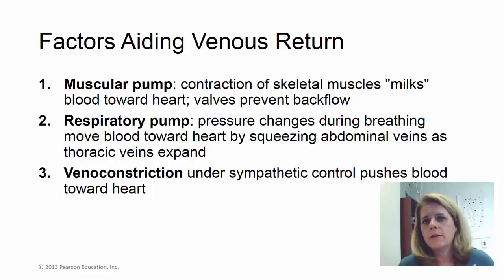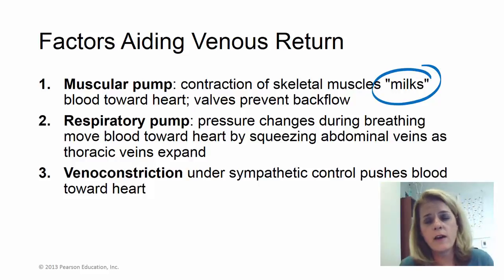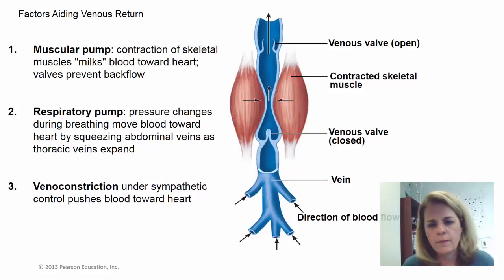So how do we get the blood back to the heart if there's no pressure in the venous system? Well, we have what's called a muscular pump, a respiratory pump, and venoconstriction. The muscular pump is your skeletal muscle. As blood flows through the veins in skeletal muscle, those muscles are contracting, and they help to squeeze the blood back to the heart. It milks that blood back to the heart, and with the valves, it prevents it from backflowing. Let me show you a picture of that.